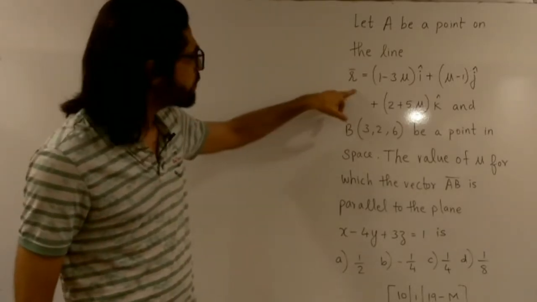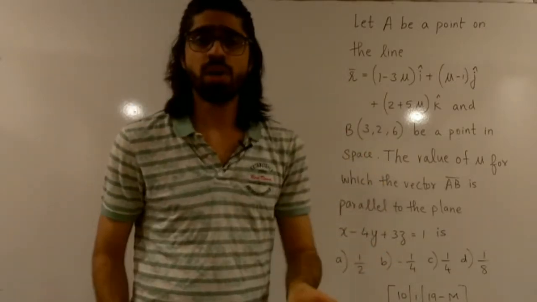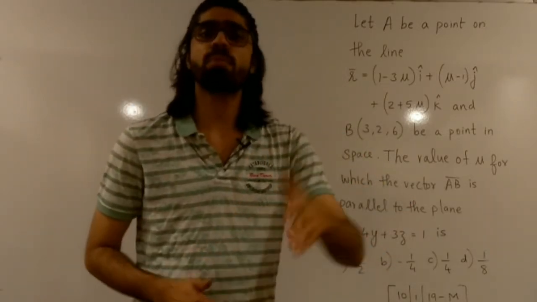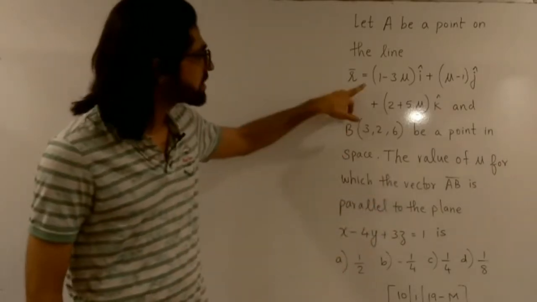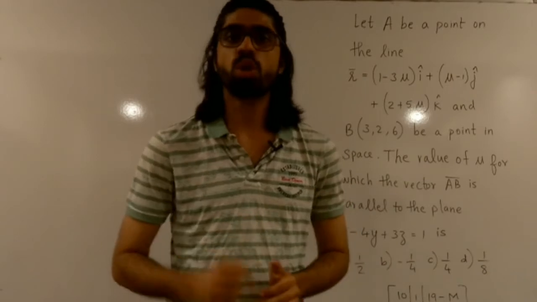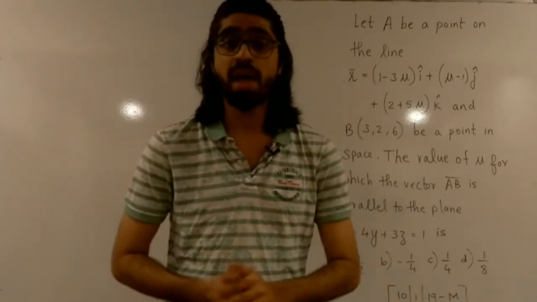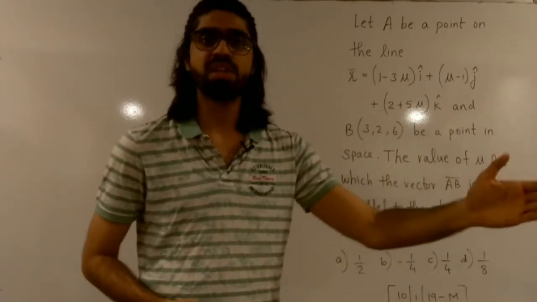Now this is where certain students get confused, that this is not the equation of line that we have learned. We have learned the equation of line as A bar plus lambda B bar. It is exactly the same form only. Think about R bar equal to A bar plus lambda B bar. You would always write A bar as x1 i cap plus y1 j cap plus z1 k cap, and B bar as a i cap plus b j cap plus c k cap.